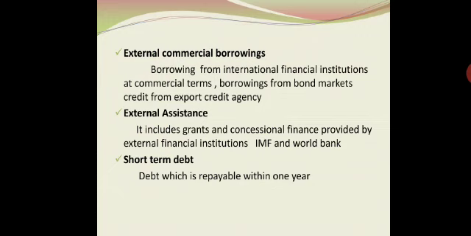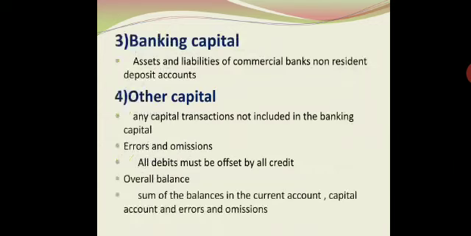Next, banking capital means what? That is nothing but assets and liabilities of commercial banks, non-resident deposit account. That is the banking capital. What are the items included in the other capital? It includes any capital transactions not included in the capital or banking capital. So it includes errors and omissions. All debits must be offset by all credits, and overall balances are the sum of the balances in the current account, capital account and errors and omissions.